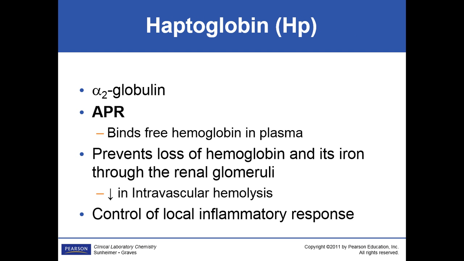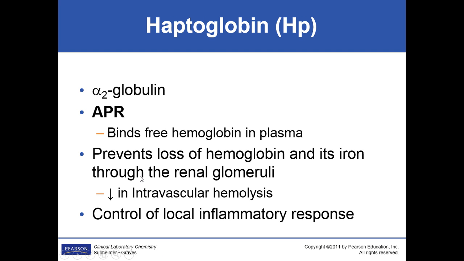When your RBCs are disintegrating and the hemoglobin's released, we're a great recycler. We want the iron. So it is preventing loss. If we didn't have the haptoglobin to bind it, it's going to be flushed out of our system, and then eventually we're going to have iron problems.